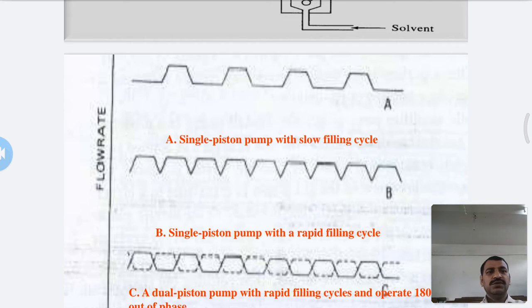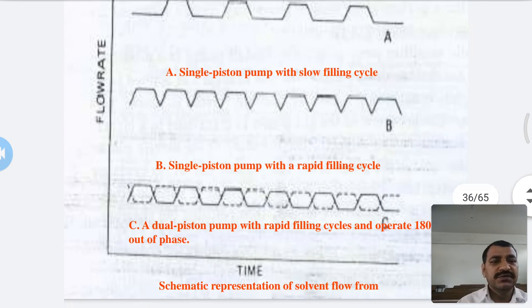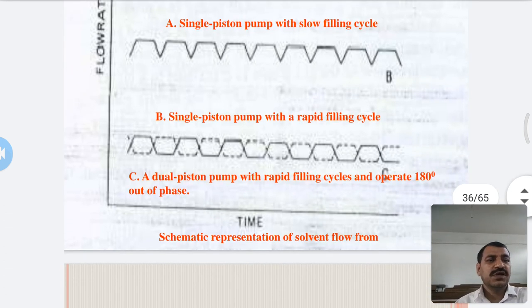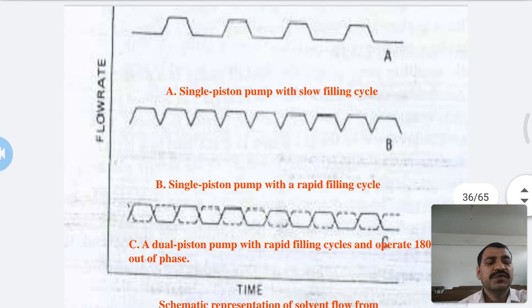Okay, so next, the third one is the C line. C is the dual piston pump with rapid filling cycles, operating near about 180 degrees out of phase. Okay, so this is the representation of the reciprocating pump.